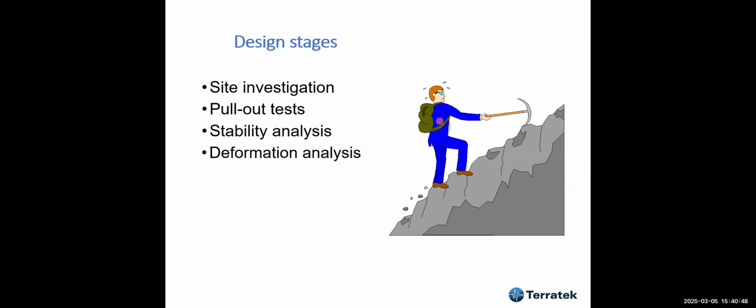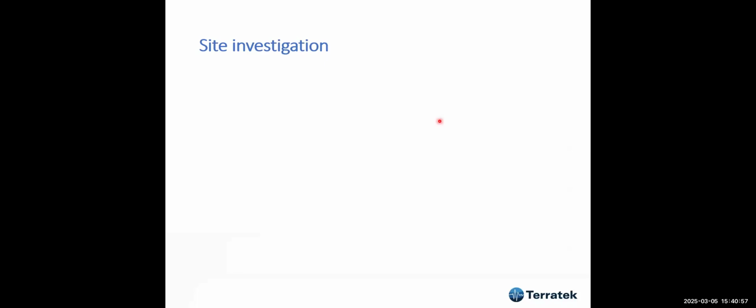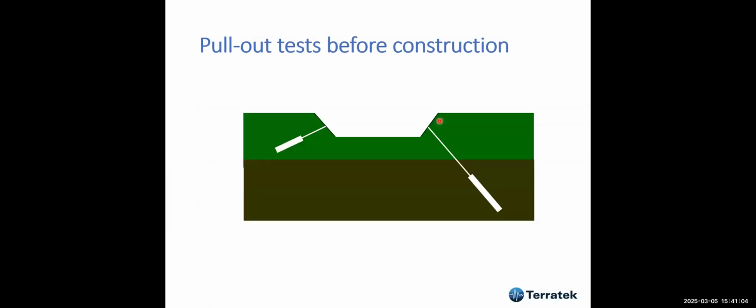Then we do a stability analysis, and today we can also do deformation analysis when it's needed. In most cases, not needed. Sometimes, but it's easy to do today. Okay. Site investigation includes topography, groundwater, strength parameters, soil-nail friction. Pull-out test before construction: in a major project, this is something that you can do in order to test different materials if you are going to put nails in different soils or rocks, okay?